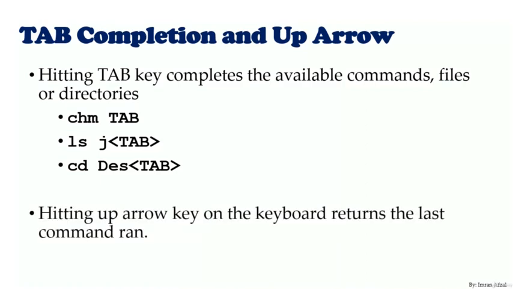Then we have another cool feature of Linux, which is hitting the up arrow key. Every time you hit the up arrow key, it will bring you the last ran command on your Linux terminal. Isn't that cool? It is cool because you don't have to run the commands again and again. So you just hit the up arrow key and boom, hit enter and it will run that last command. So let's see how these two, tab and up arrow key, work in our Linux machine.